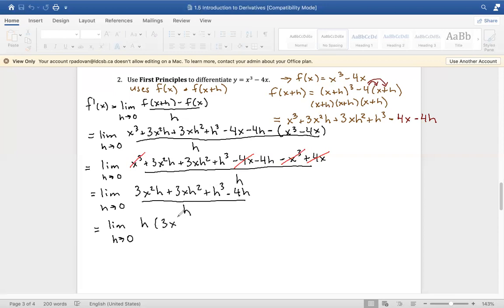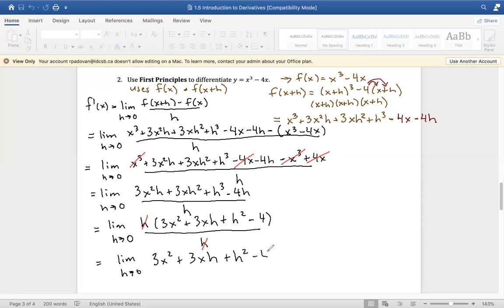So then I'm left with 3x squared plus 3xh, again, plus, we're taking out just one h, so h squared minus 4, all over h. We're getting there. And cross out, cross out. So therefore, my limit as h approaches 0 is 3x squared plus 3xh, plus h squared minus 4. Okay, now I've gotten rid of my denominator.